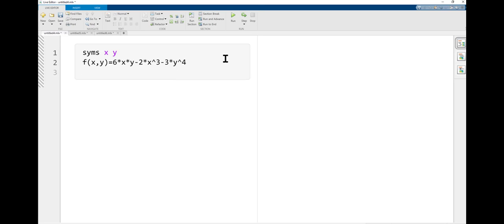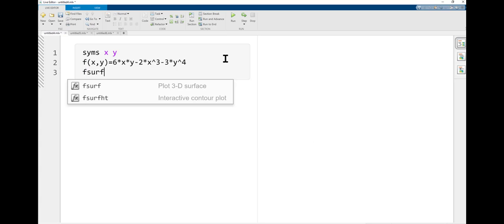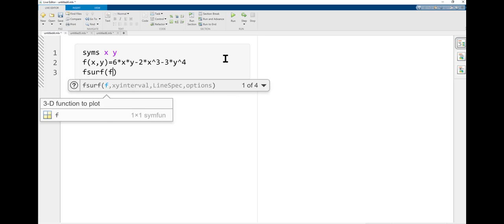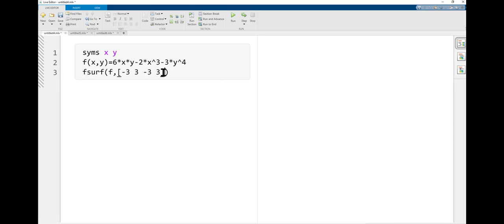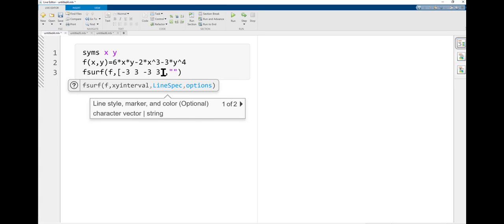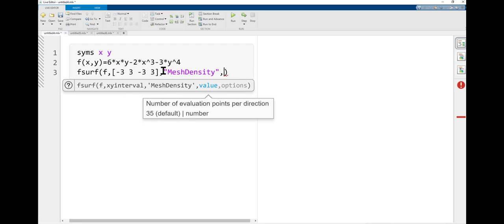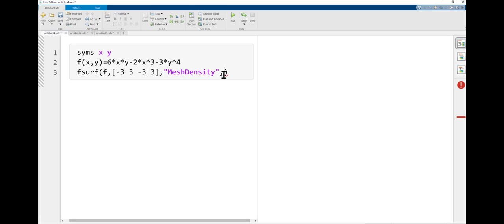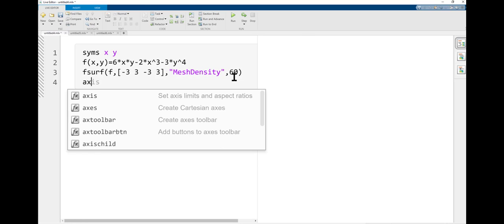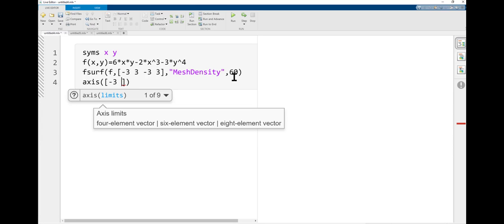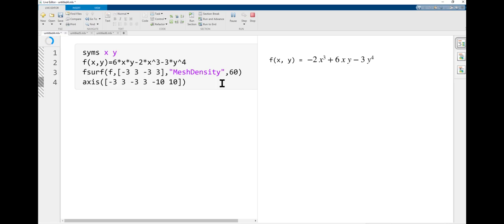Now MATLAB, in version 2020 and later, changed the command to fsurf. So we want to draw this surface f, and we already know that our region of interest is -3, 3. To get the graph really smooth, we may change the mesh density. This mesh density will tell you how smooth the graph is, in plain language. 35 is the default value; let me put 60 here. Then, just like the earlier demo, I'll restrict my axes between -3, 3, -10, and 10. Now we will press Control Enter to see the graph.